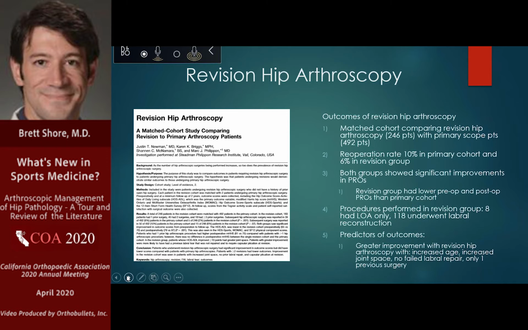This was a study where Dr. Philippon looked back at the revisions that he had performed in his practice in Vail. And again, what he found here was that he actually found a lower revision rate in the revision group, both groups showing significant improvements in patient-reported outcomes. And again, as expected, the predictors for better results from revision include no labral retear. In other words, the problem was adhesions or some other capsular problem, and residual joint space.